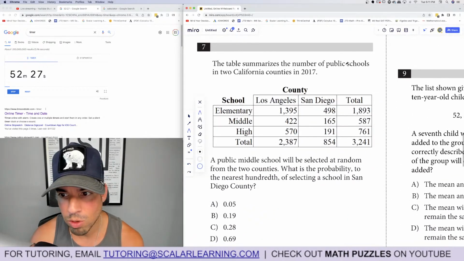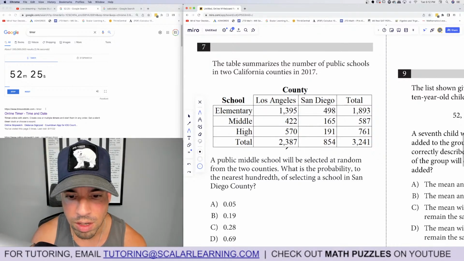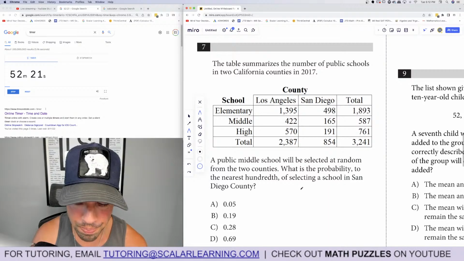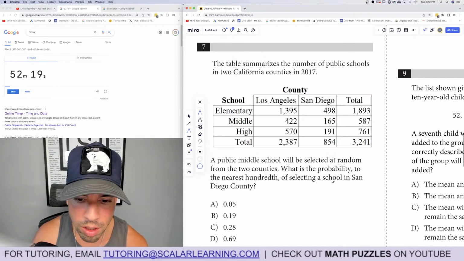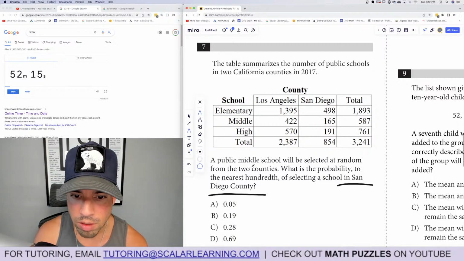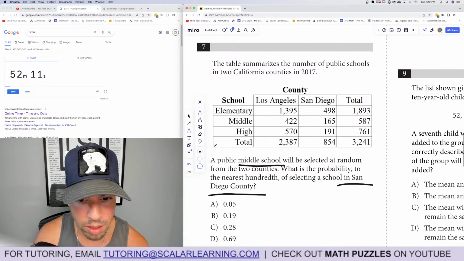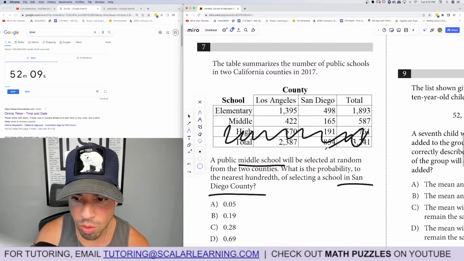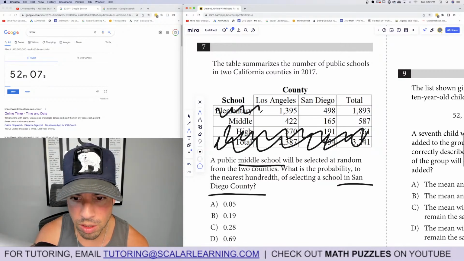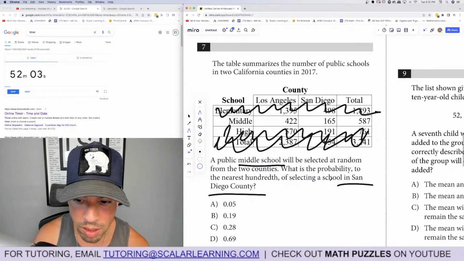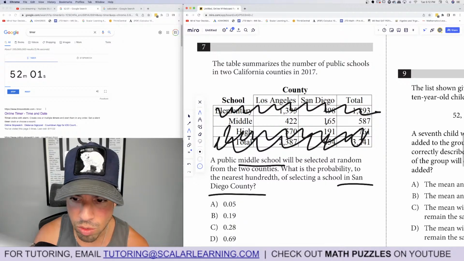Number 7. A table summarizes the number of public schools in 2 California counties in 2017. A public middle school will be selected at random from the 2 counties. What's the probability, to the nearest 100th, of selecting a school in San Diego County? Wait, hold on. A public middle school. Goodbye high school and elementary.